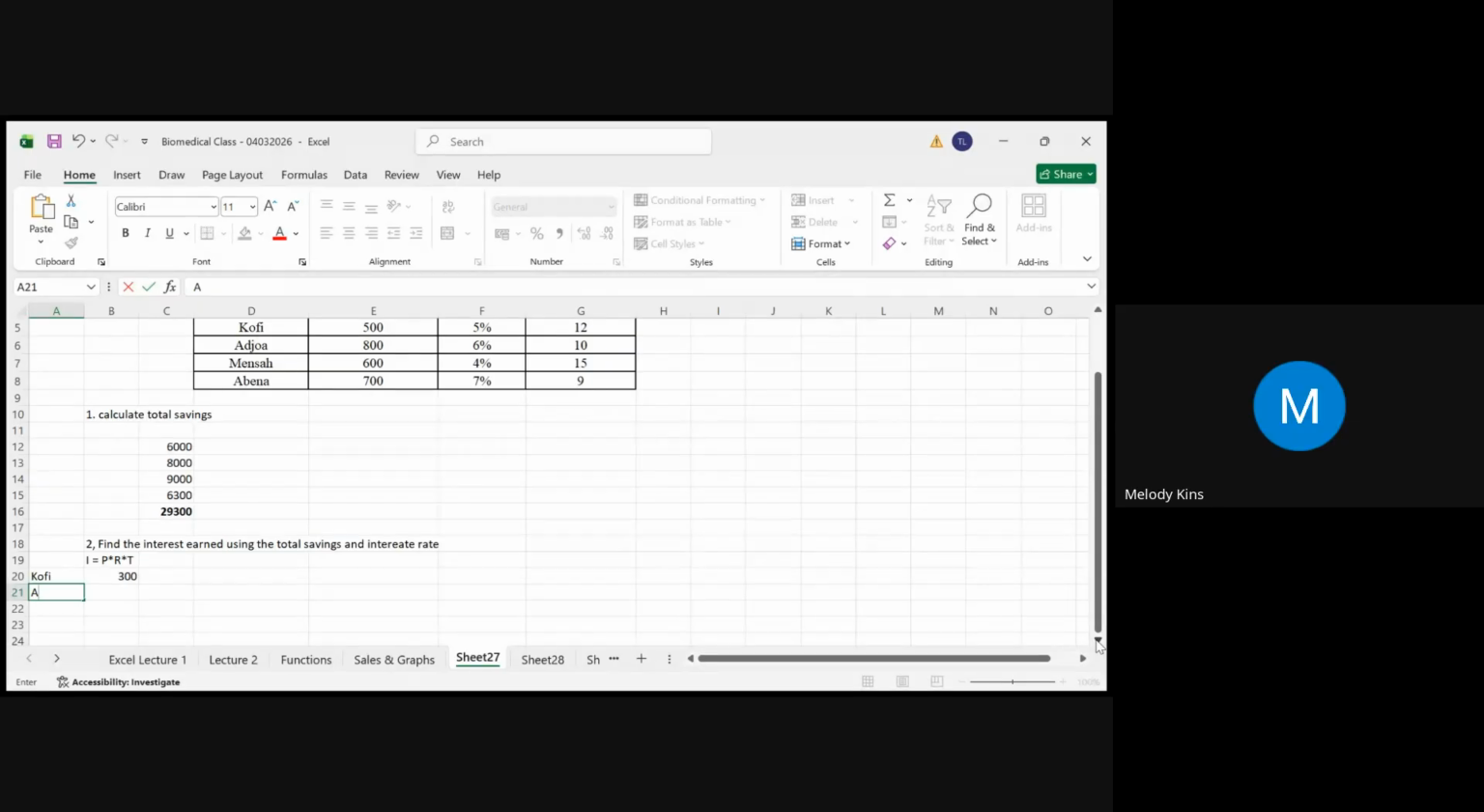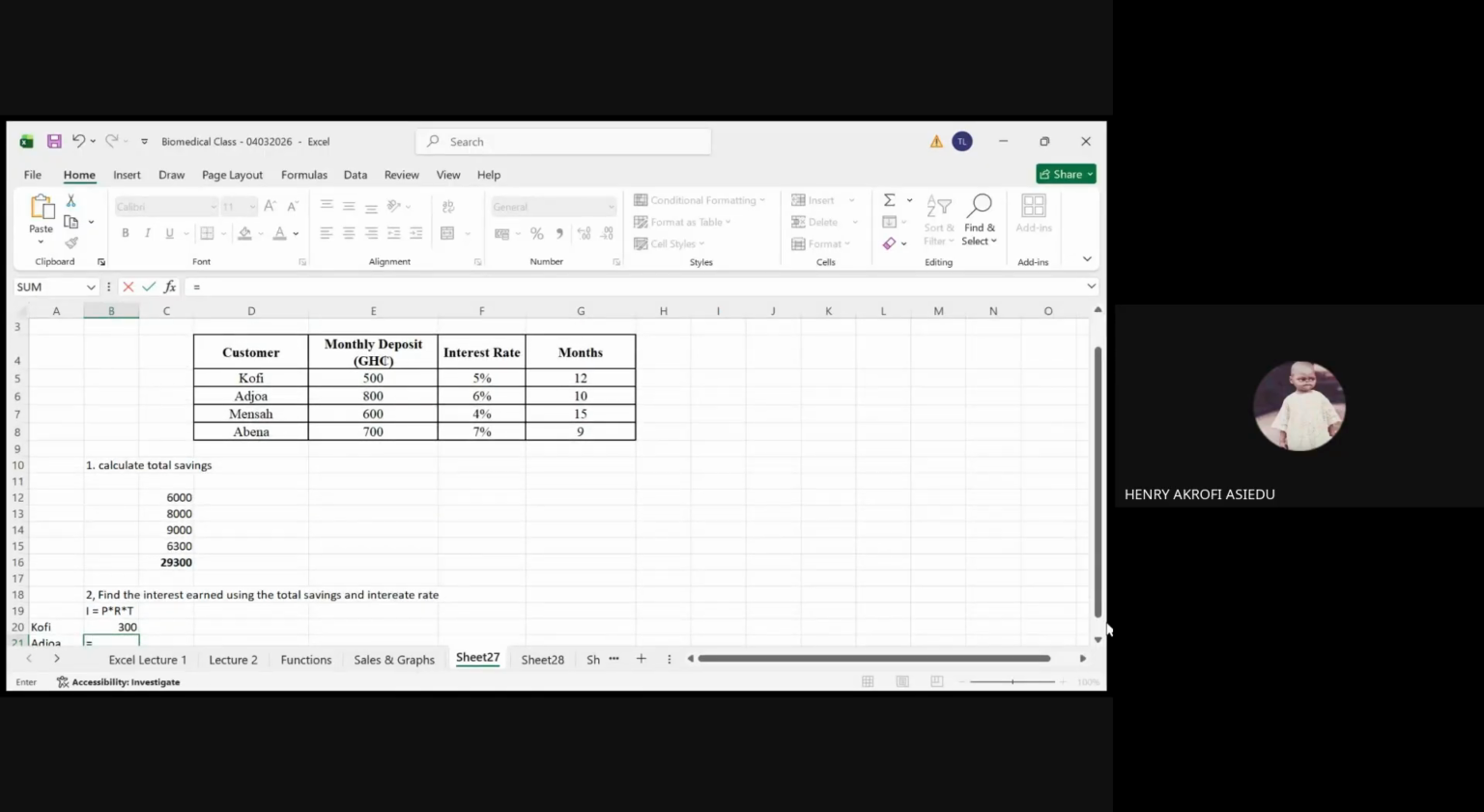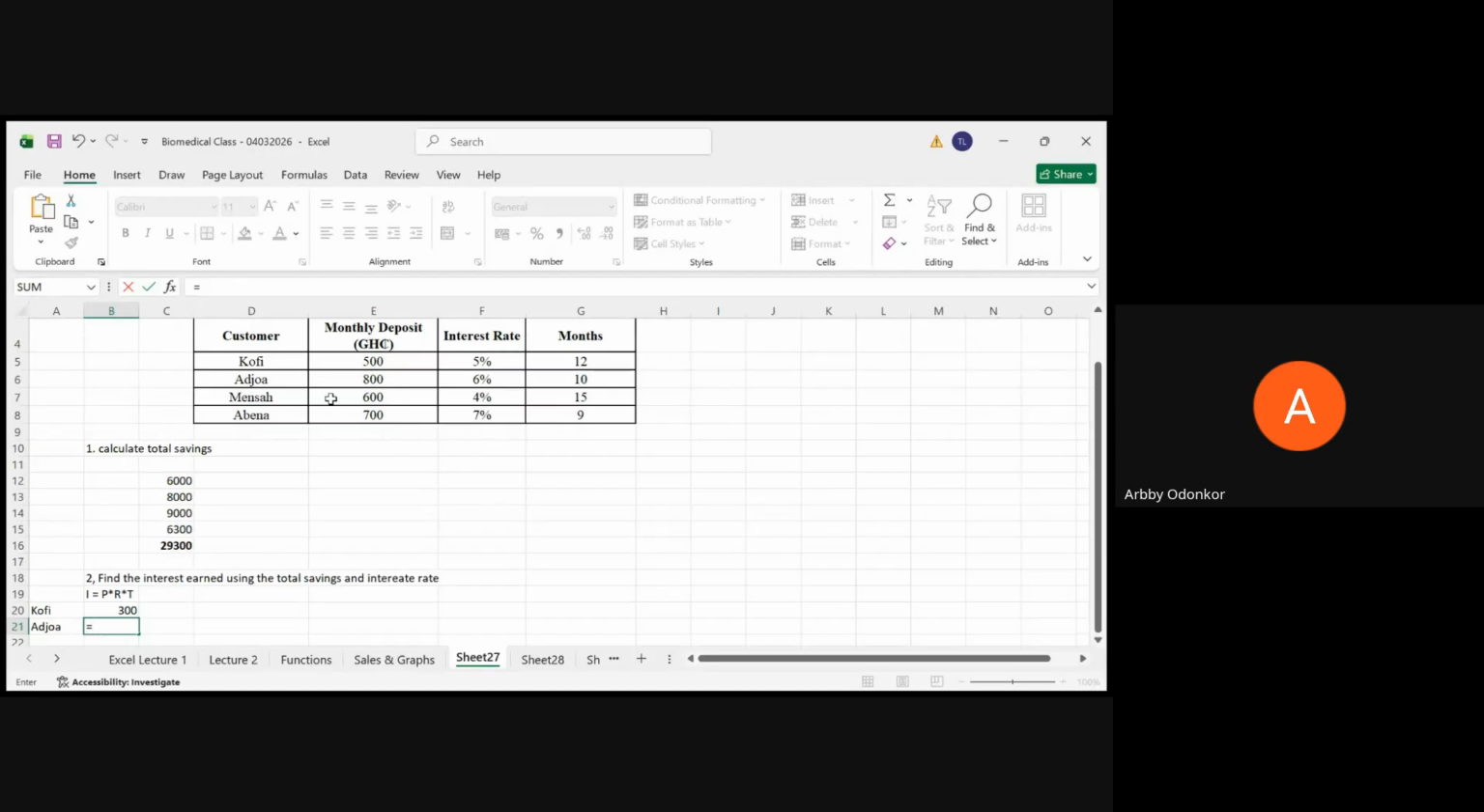Please do it now. Madam, please, the answer is the same. Please, somebody, can you mute yourself so that we don't get feedback? Yeah, so I was just trusting Excel to do the right thing, so I didn't check the formula, but I'm sure it's correct. So equals what? Adwa is equals E6 times F6.